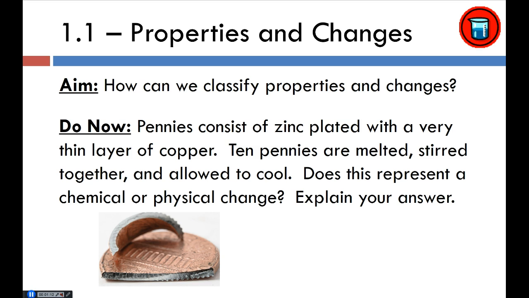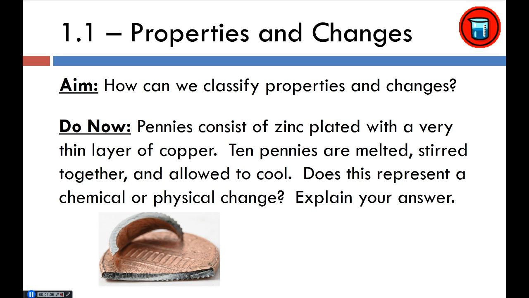Other students made the argument that this is a chemical change because when you mix zinc and copper together, you can make brass. And since brass is a different substance, this whole process that we just went through must be a chemical change. So we've got two pretty compelling arguments on both sides of the coin, no pun intended, but the real question is who is right? Is this a chemical or a physical change and why?